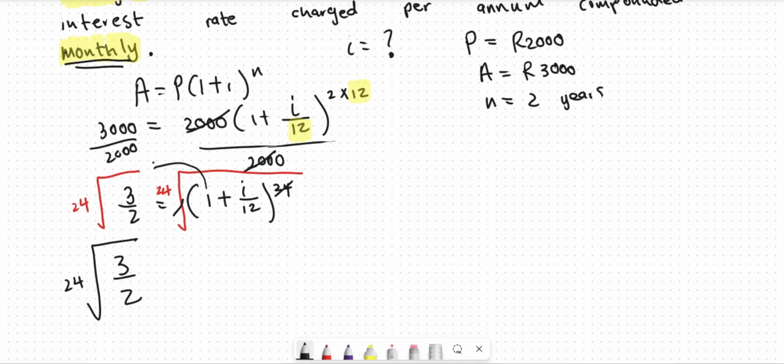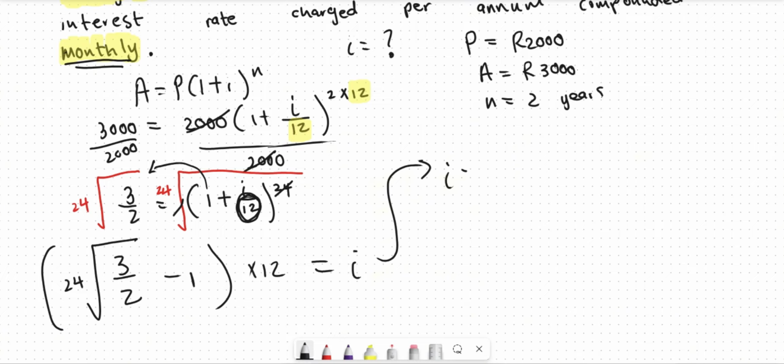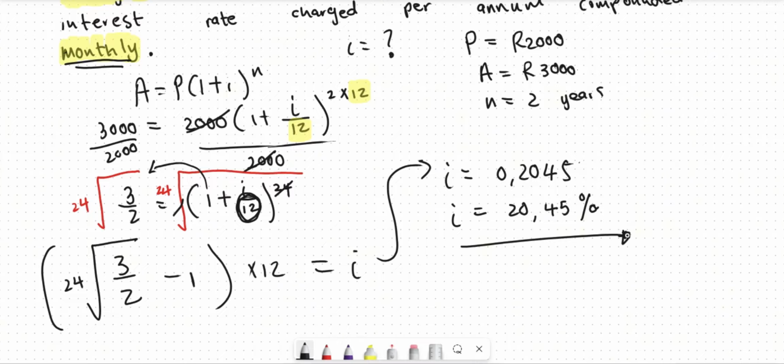And then the 1 is also going to go over, so it's going to subtract a 1, and this whole thing is going to be multiplied by this denominator of 12. So you multiply by 12, and this is what i is equal to. If you plug that into your calculator, you should see that the i that you get is 0.2045. As a percentage, you multiply by 100, and it is 20.45%. And there we go. So that's how you would go about calculating the i.